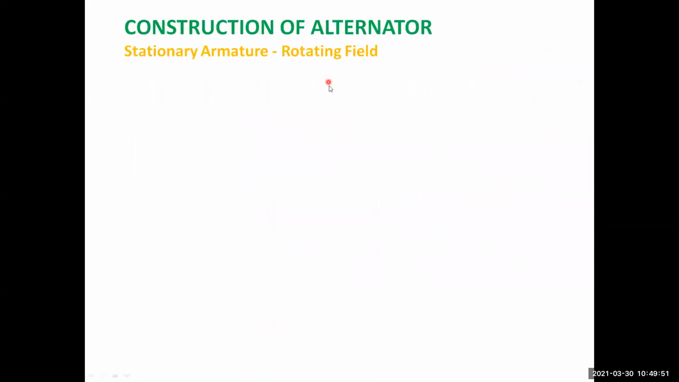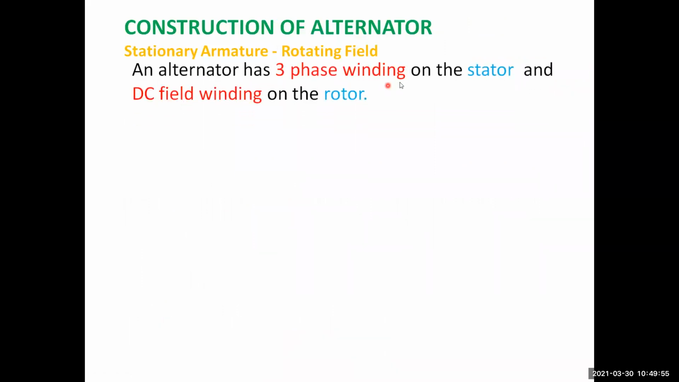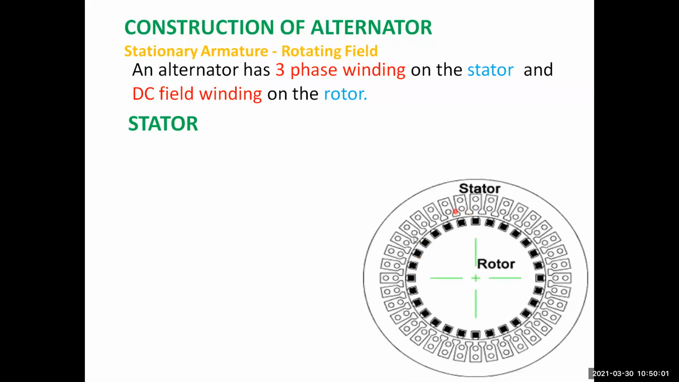Now the construction of the alternator: stationary armature, rotating magnetic field. The alternator has a three-phase winding on the stator and the field winding on the rotor. I already explained this. The armature winding on the stator is like this, and the field winding on the rotor is like this. This is called the rotor and this is called the stator.